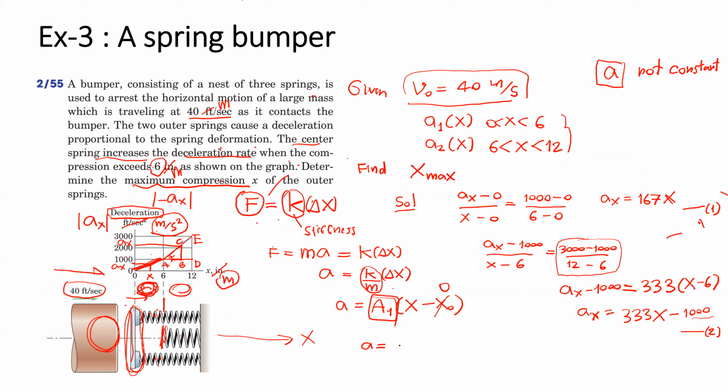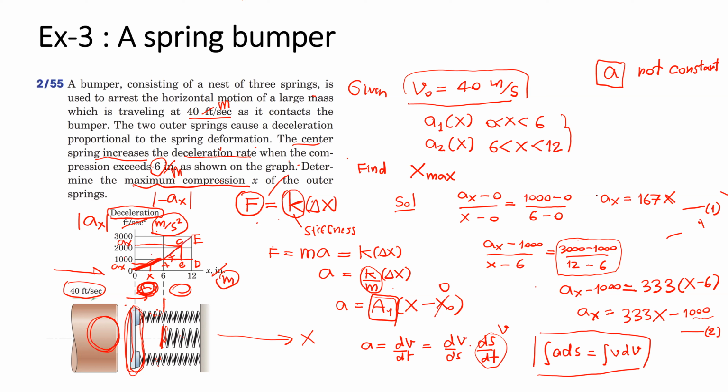A equal to dv by dt, and it's equal to dv by ds times ds by dt. So the integration of A ds is equal to the integration of v dv. We don't have enough space. We will bring this relationship and these two equations to the next page.